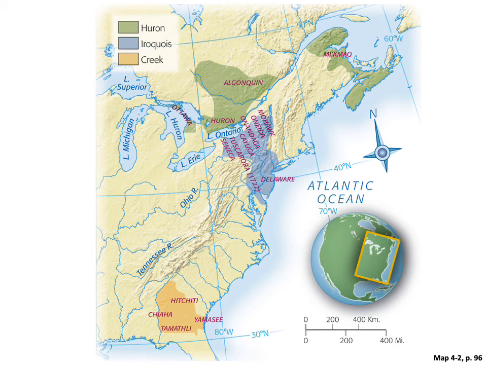Here we can see the major groupings of Indians. Of course, there are many, many more Indian societies or tribes than shown here, but you can see in the north the various tribes in the Huron Confederacy, and you can see below that in blue the Iroquois, and in the south, southeast, you can see the Creek Indian groups.